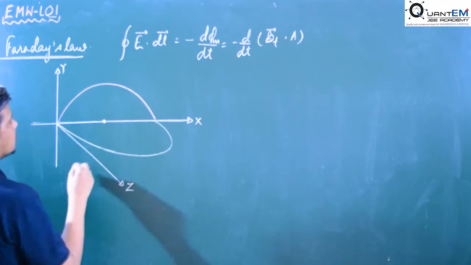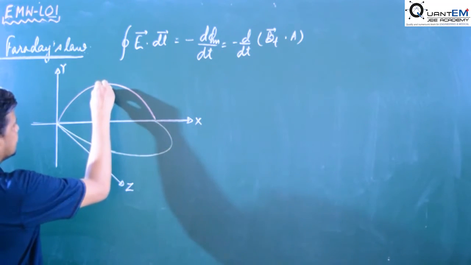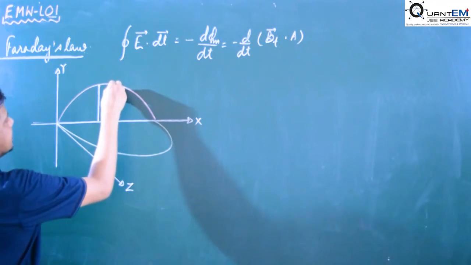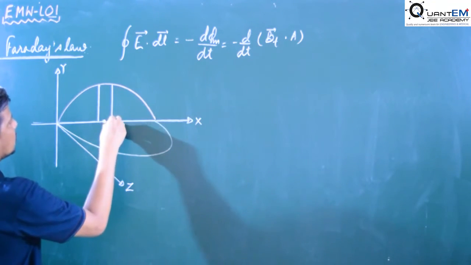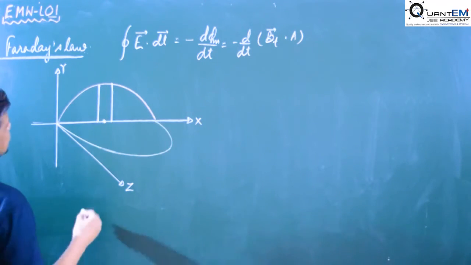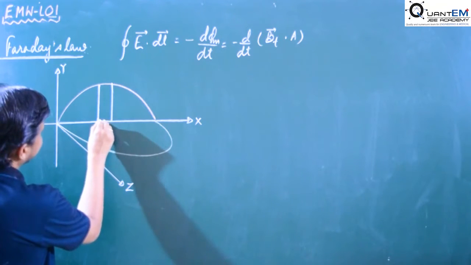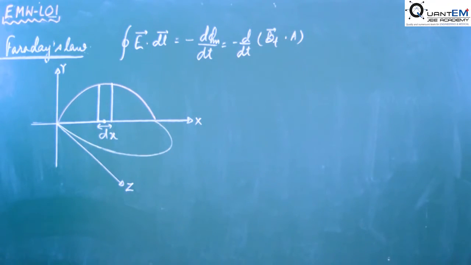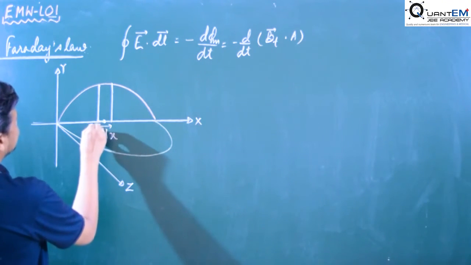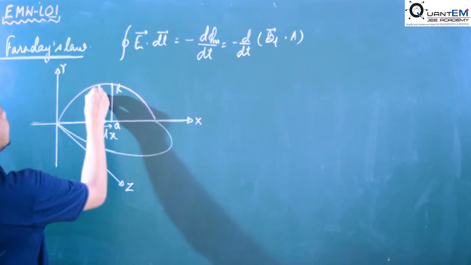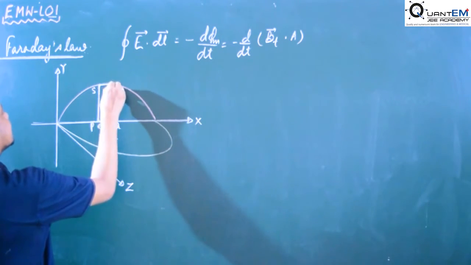Okay, now at a distance x from the origin, we consider a small element, of thickness dx. Now we consider a loop here. Suppose this loop is PQRS. This one is the loop.